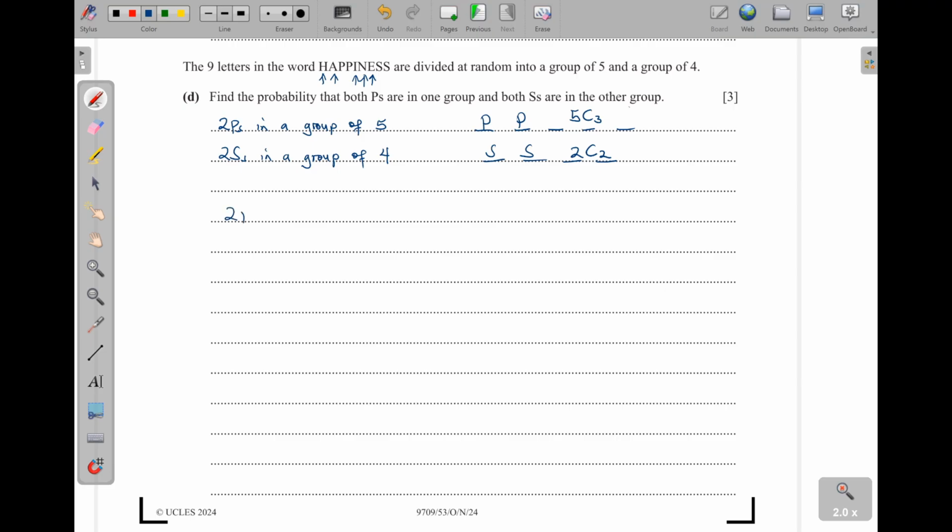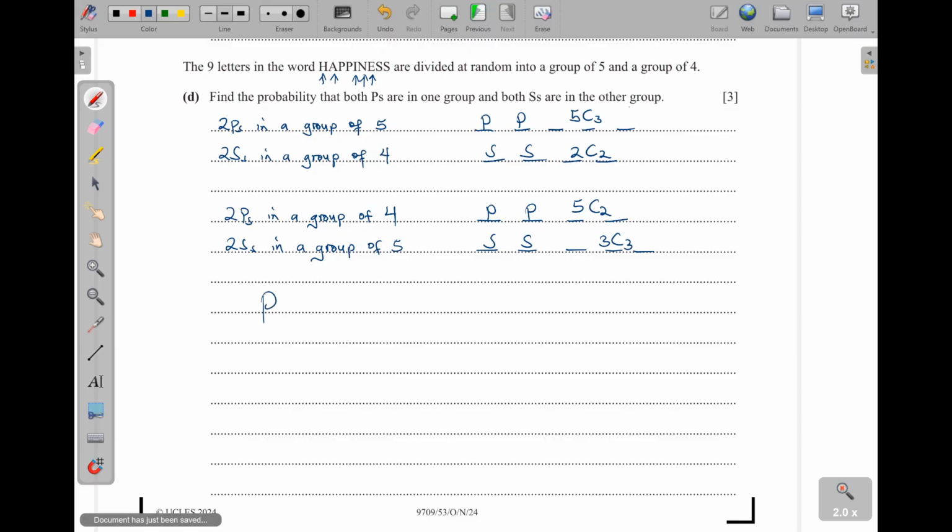I can have the 2 P's in a group of 4. In a group of 4. And then the 2 S's in a group of 5. Now this is 1, 2, 3, 4. Then 1, 2, 3, 4, 5. So I can have the 2 P's here. That means out of the 5, I'll only pick 2. So this will be 5, then combination 2. And then the 2 S's are here. Then the remaining 3, then I'll put them here.